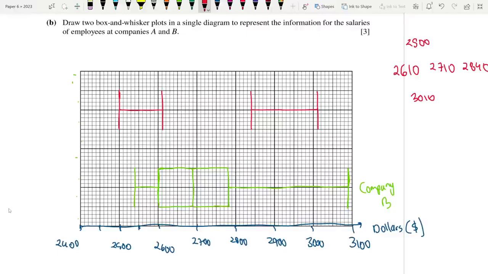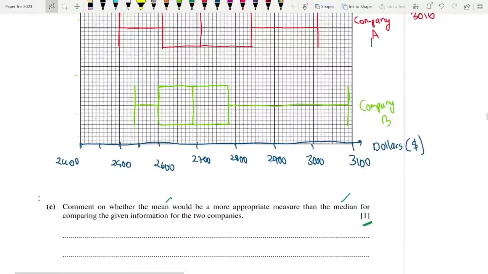2610 and 2710. Where is that? Over here. Okay, so that is it for our company A. So now we typically need to compare them. So who looks more spread out? They want a comparison. Oh no, they don't want a comparison. They want what would be a more appropriate measure than the median, or whether the mean would be more appropriate.